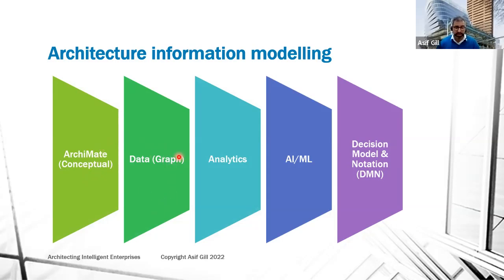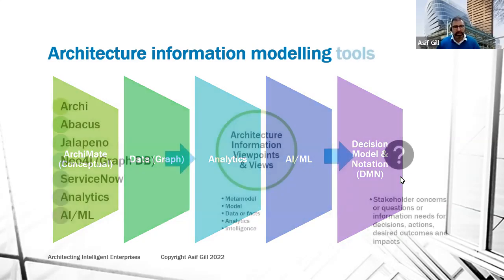Graphs or knowledge graphs are a really good way to represent architecture information, because architecture information is about elements and their interactions or relationships. So a graph is a really good approach to model that. And once you have data in a graph format, you can analyze that data. You can apply AI and machine learning. You can apply decision models and other things to it as well.